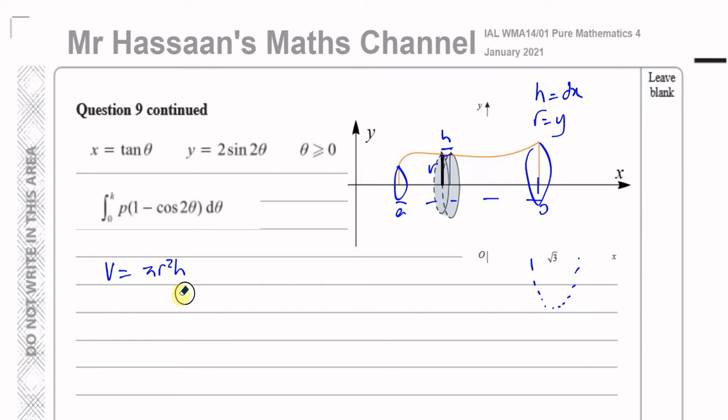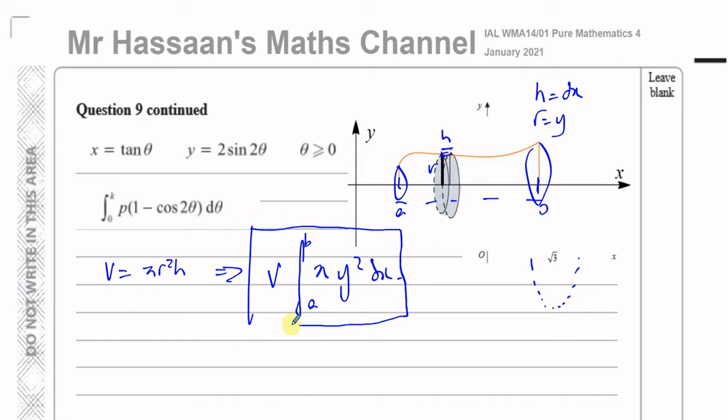So basically we're finding the volume between the limits of b and a of pi times, instead of r, I'm going to write y, because all of these values are the y values there, y squared, and instead of h, I'm going to write dx. So we're basically making the sum of all of those cylinders from A to B. This is the formula that we're going to use when dealing with such a problem.